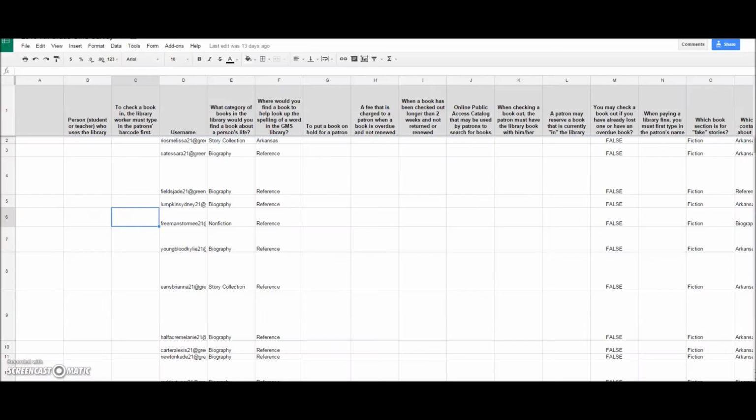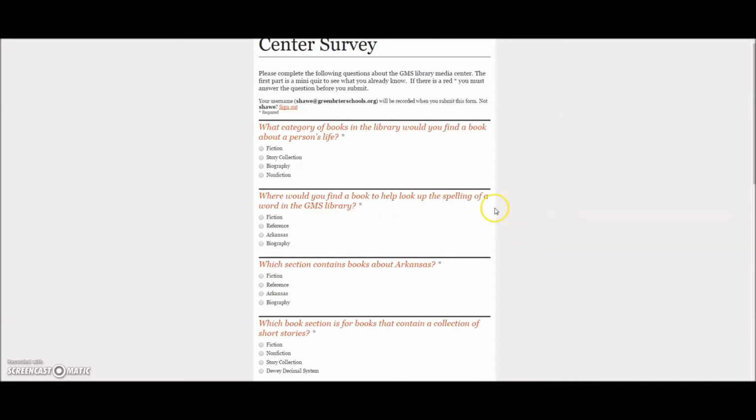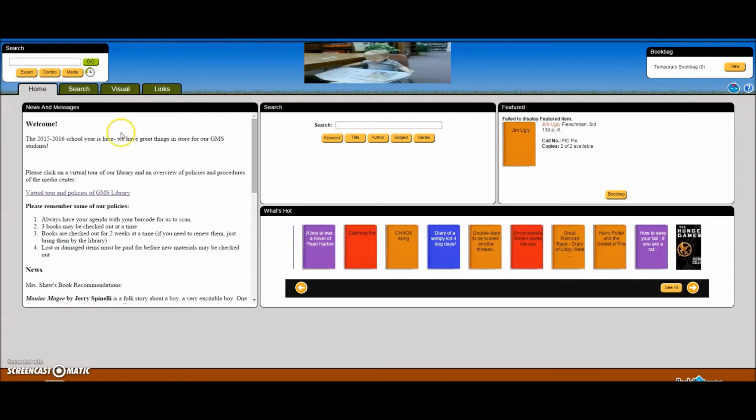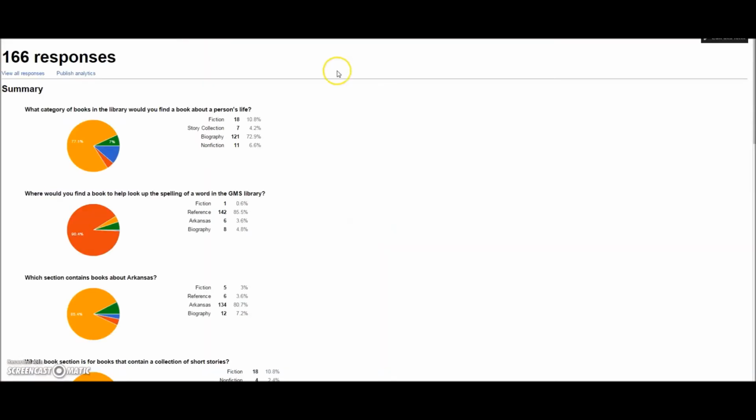A few weeks ago, I had my 7th graders come in and answer a real short survey. I just wanted to know, did they know the difference between fiction and nonfiction? Where would they find a book on a person's life? So their very first orientation day, it was just a reintroduction to the library, and then they all got on the library page, and I had the 7th grade survey embedded over here. For now, I've taken it off so they can't keep answering.